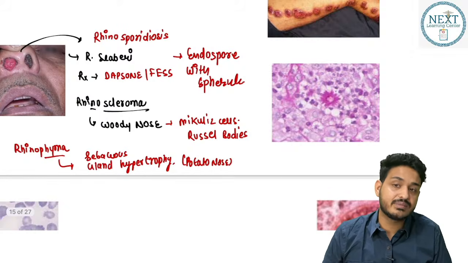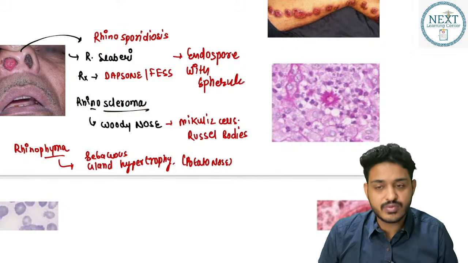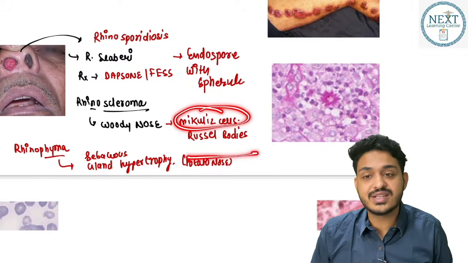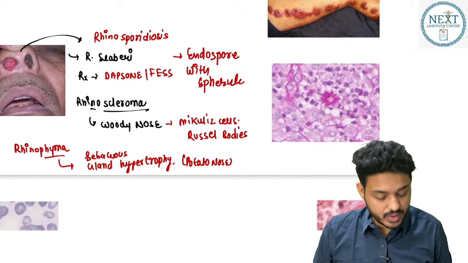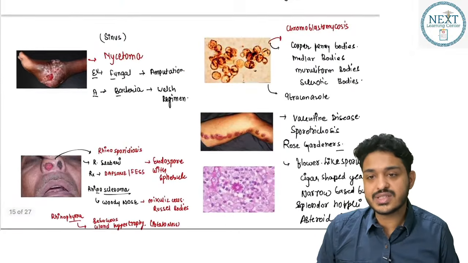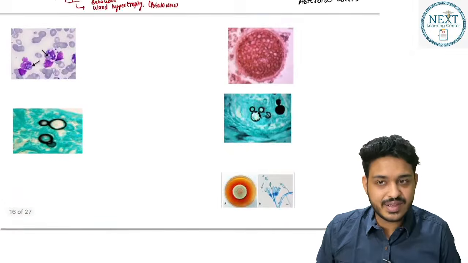Rhinoscleroma is caused by the bacteria Klebsiella, right? That is the bacteria involved here. And this is going to have what? Mikulicz cells and Russell bodies. What about this rhinophyma? It is going to be sebaceous gland hypertrophy, potato nose can be there, right? So these are the subcutaneous fungi that we are having, right?